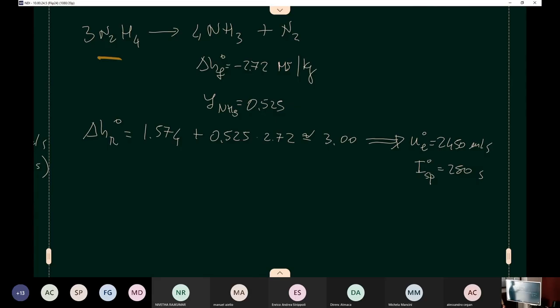So the fact that we have these two steps means that if we are able to make the first step proceed and the second one not, you can have high performance. So the art of designing such a monopropellant thruster is related to how much you are able to make this reaction proceed. And this is, of course, possible also because the first reaction, the exothermic one, is characterized by a small characteristic reaction time, whereas the second one, the decomposition of NH3, is a slow reaction. And this is related to the fact that it's a stable molecule. So for this reason, we can have a good performance with hydrazine.